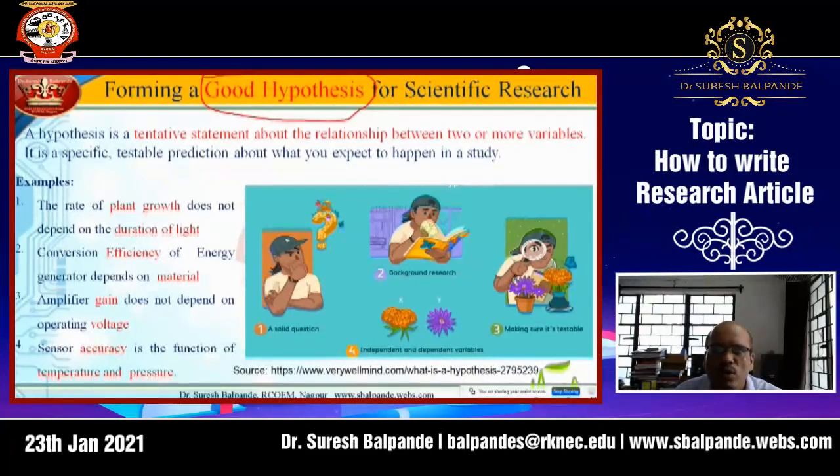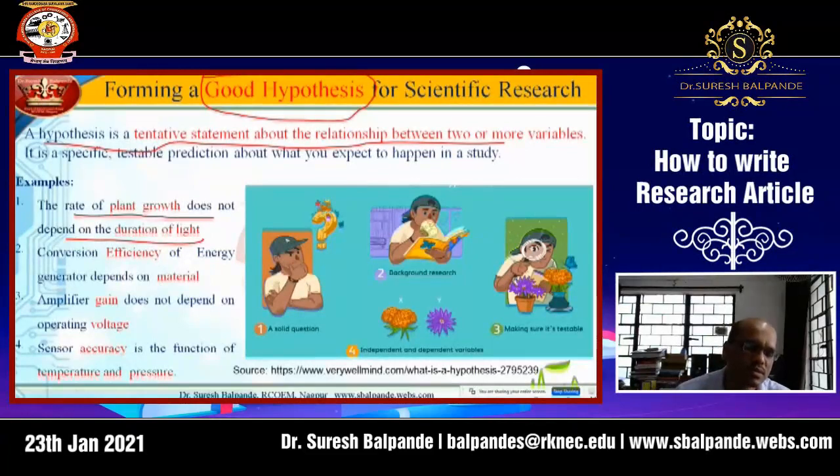Hypothesis is nothing but the question which you phrase for your work. Some examples are given here. A hypothesis is a tentative statement about the relationship between variables. For example, the rate of plant growth does not depend on the duration of the light. This is the hypothesis. This is the problem statement. This is the question which you set for your research work.